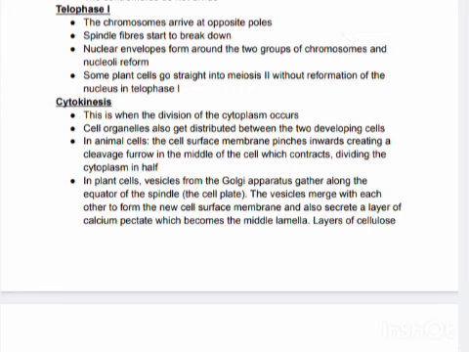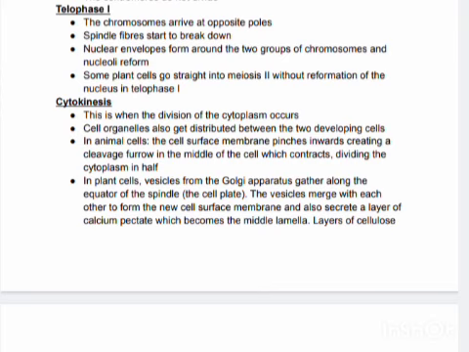Now, cytokinesis is where the division of the cytoplasm occurs, right? So what's going to happen is that the cell organelles are going to get distributed between the two developing cells, and a cleavage furrow is going to form in the middle of the cell, which is going to contract to divide the cytoplasm in half, while the opposite occurs in plant cells, okay?